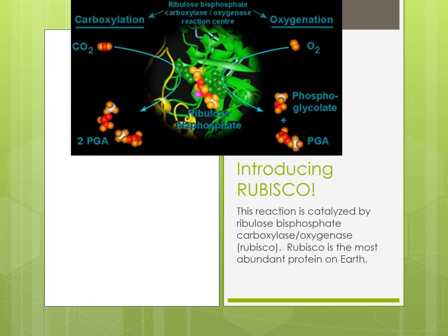Actually, Rubisco can do two things. It can take carbon dioxide out of the air, and then combine it with RUBP. So Rubisco grabs carbon dioxide, crashes it onto RUBP, and now you have 3PG.